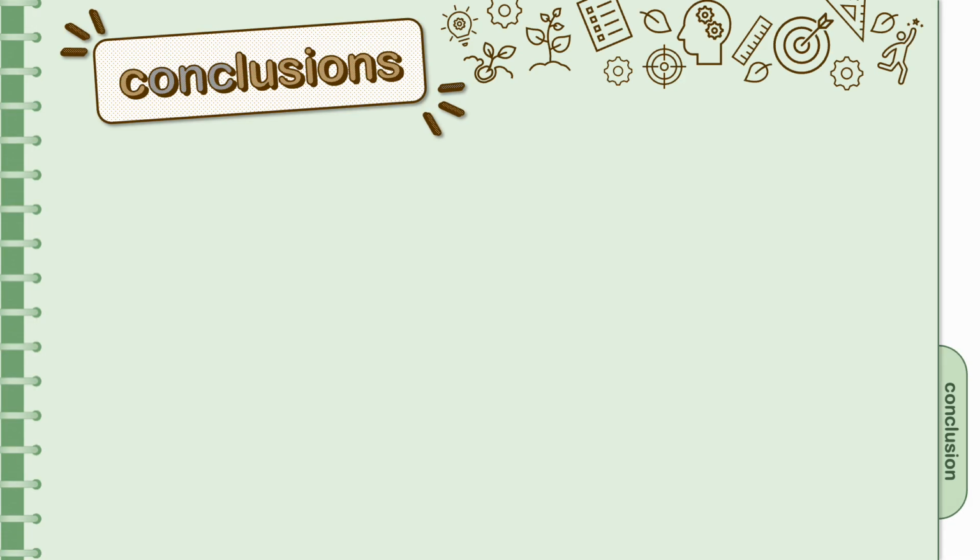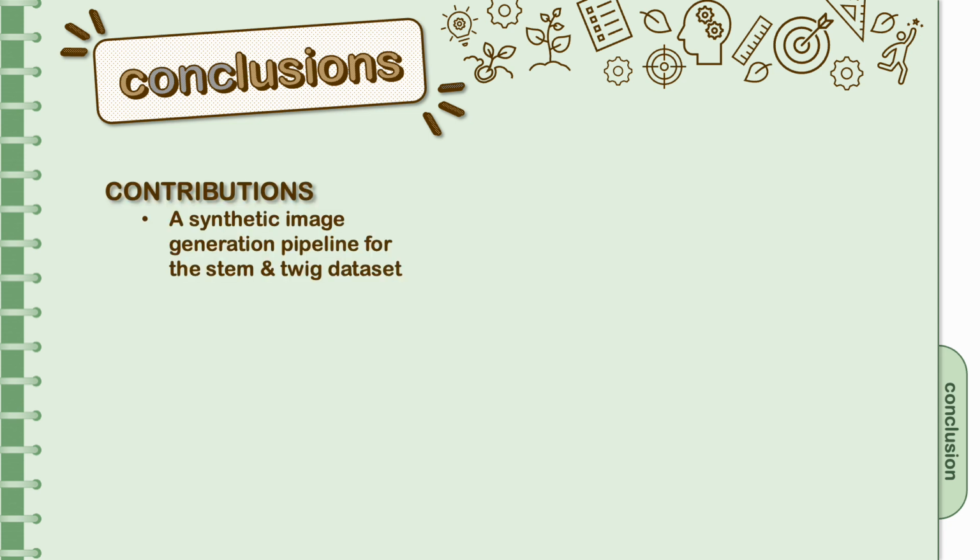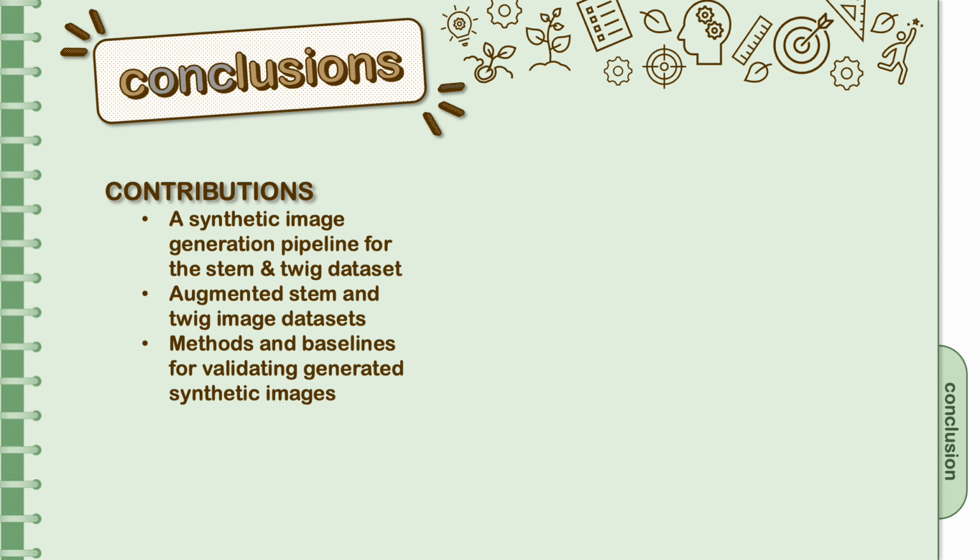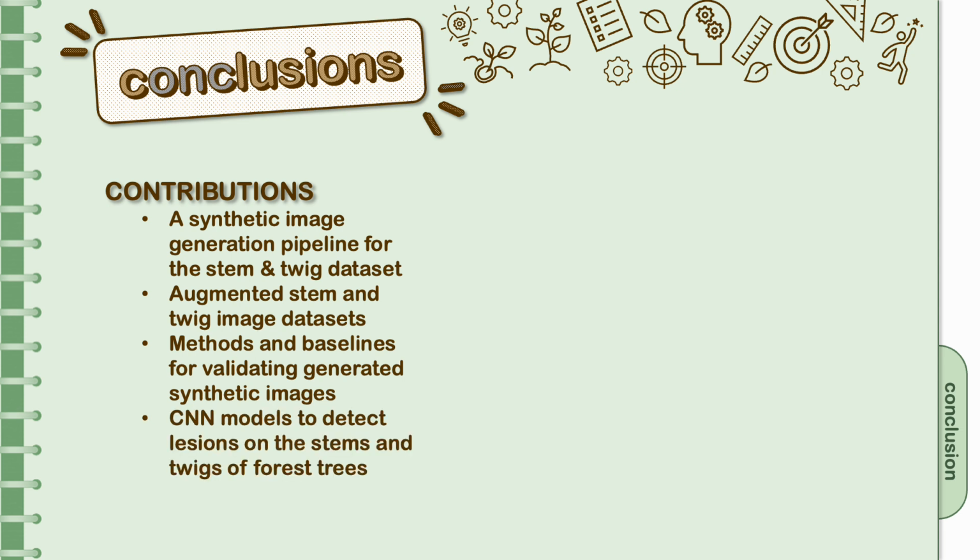So in conclusion for the project, looking at our contributions, the first contribution is that we have synthetic image generation pipelines for both the STEM and the twig datasets. We also have augmented both datasets, and we have used methods and created baselines for validating those generated synthetic images. And finally, we have CNN models that can detect lesions on the stems and the twigs of forest trees, and these have been proven effective, more effective than simply using the real images.